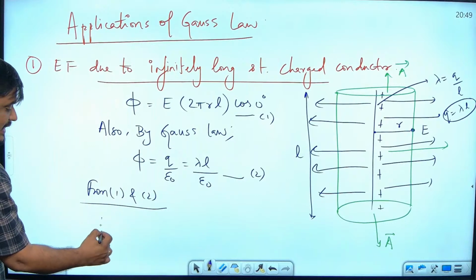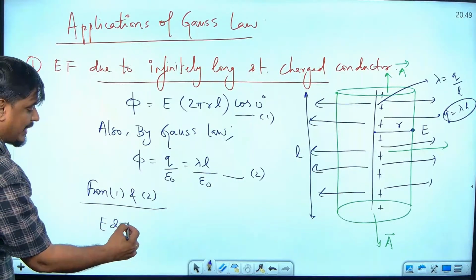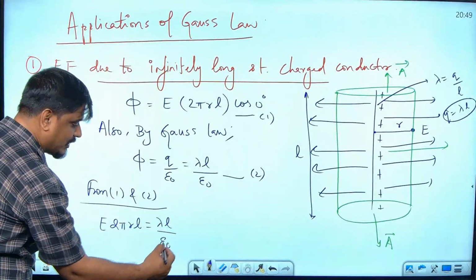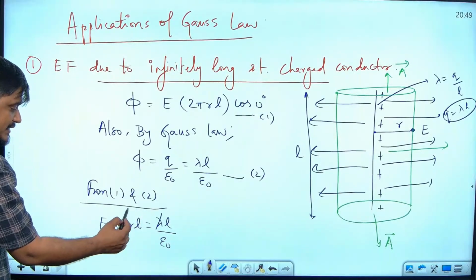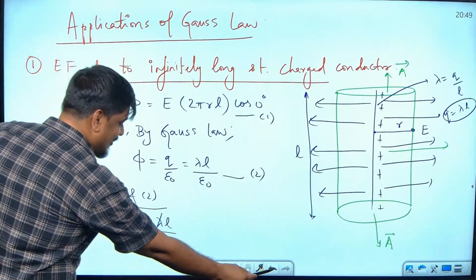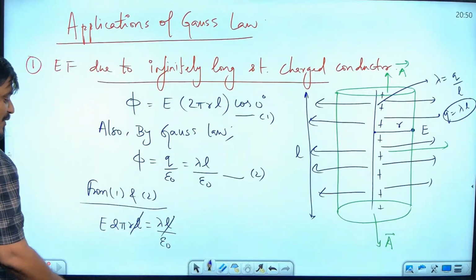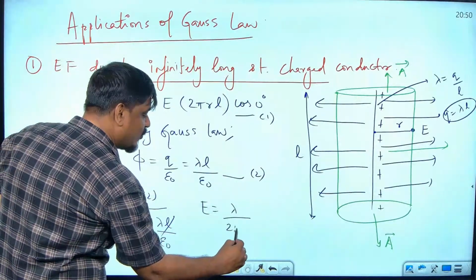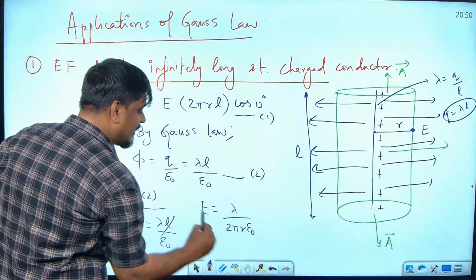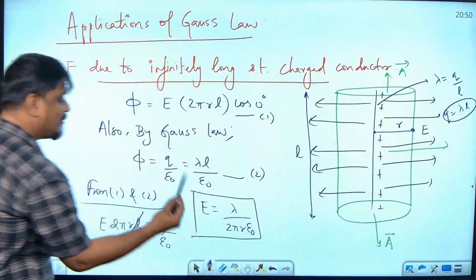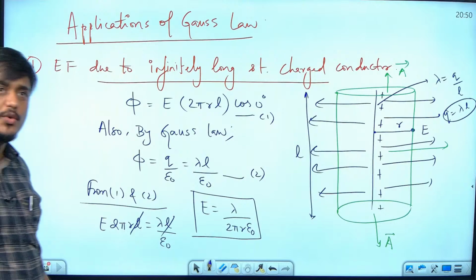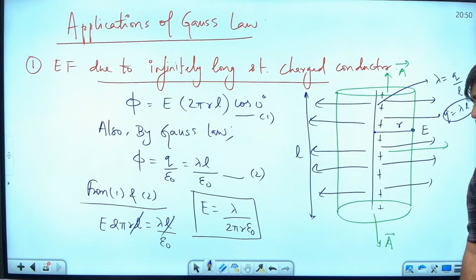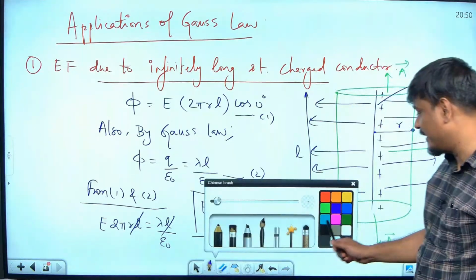What do we get? E into 2 pi R L is equal to lambda L by epsilon naught. Lambda gets cancelled. L gets cancelled. We get electric field as lambda by 2 pi R epsilon naught. Do you agree with me? Yes, sir. Okay. One more thing I would like to put here.